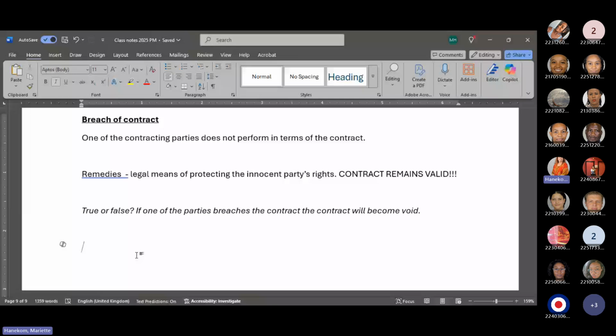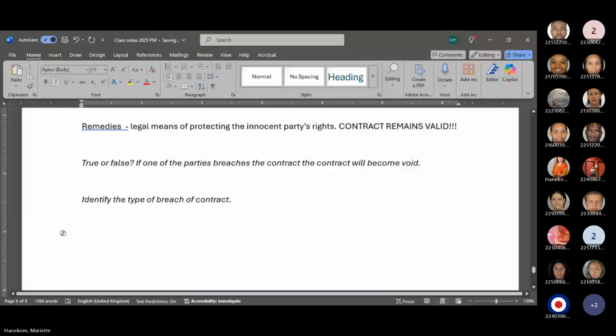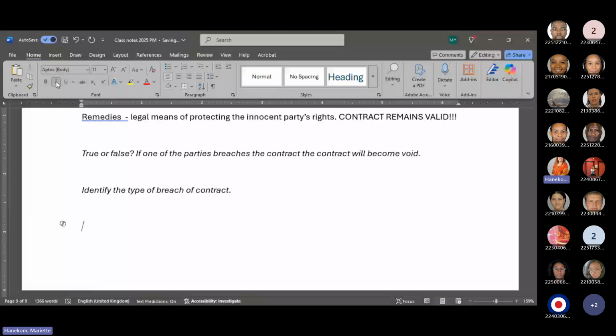Okay, having said that, there are different types of breach of contract, and you need to be able to distinguish between the different types, and you need to identify the type of breach of contract. So our first one is mora creditoris. This is Latin.